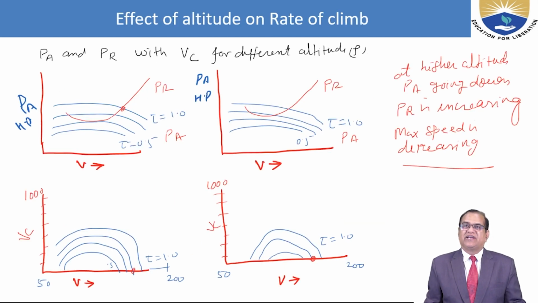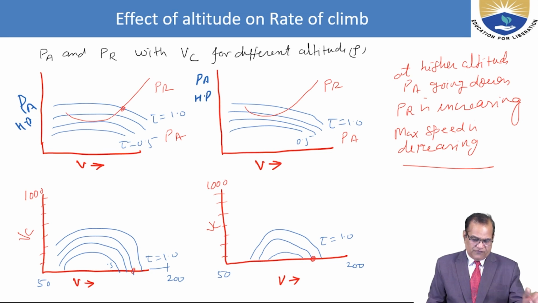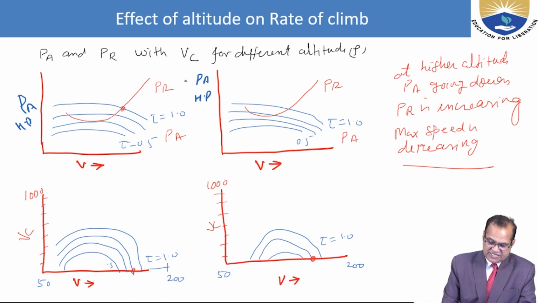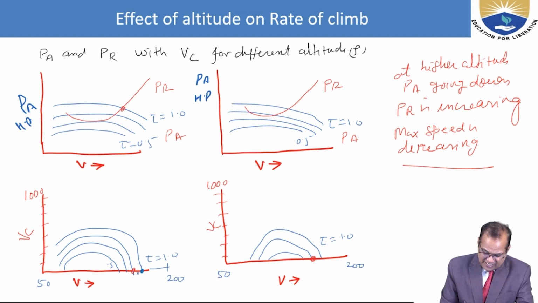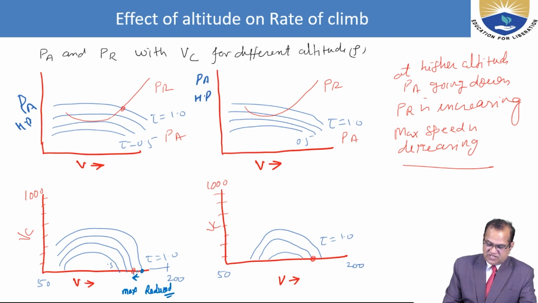Effect of altitude on the rate of climb, continued. If I now increase altitude from sea level to some height, your PR will go up and PA will go down. Initially it was here, now it has gone up, and initially it was here, now it has shifted. Your maximum velocity is also reduced. As you increase the altitude, your maximum velocity will also decrease.